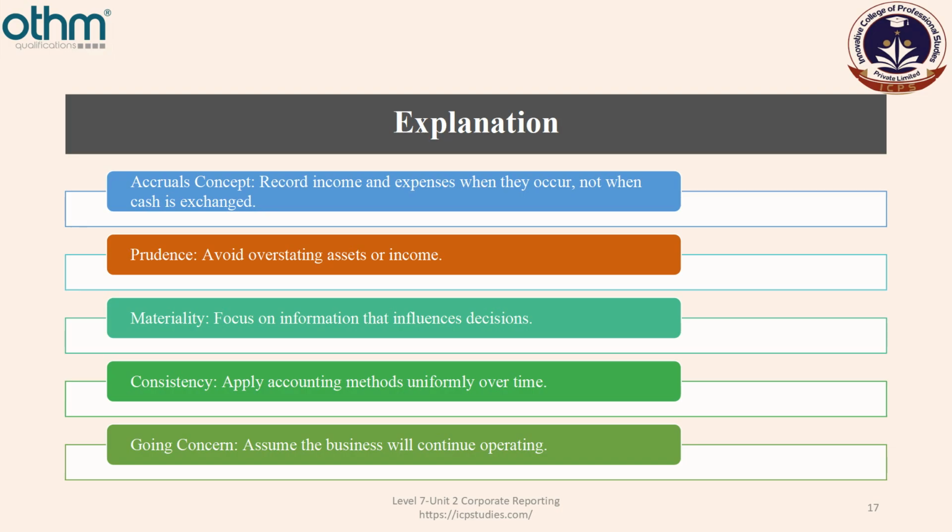First we have the accrual concept, in which we record income and expenses when they occur, not when the cash is exchanged. Then we have prudence, in which we avoid overstating assets or income. Then we have materiality, in which we focus on information that influences decisions. Then we have consistency, which applies accounting methods uniformly over time. And then we have going concern, in which we assume the business will continue operating.